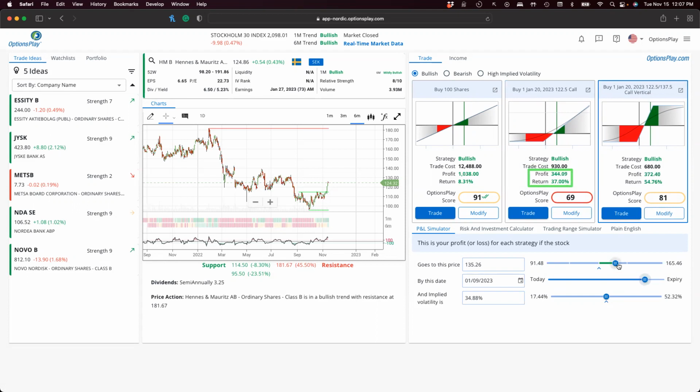So hopefully that makes sense. The price slider is really the delta calculation, and the time slider is really the theta calculation. Those are the two things that have the largest impact on the value of your option.